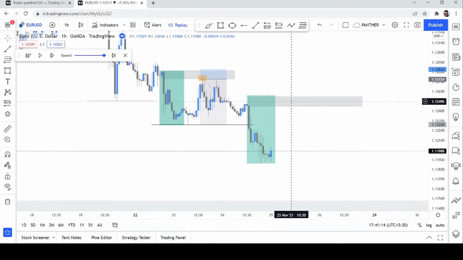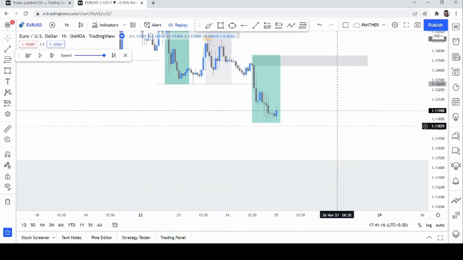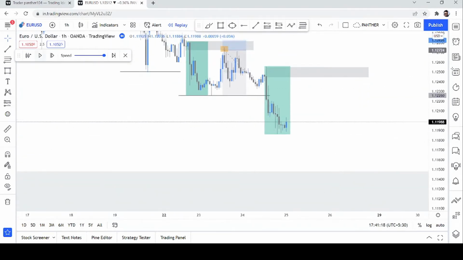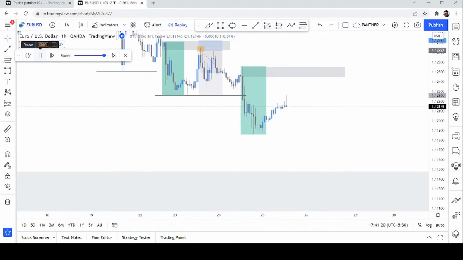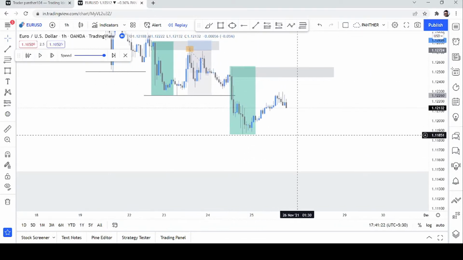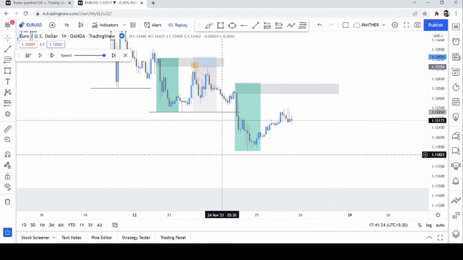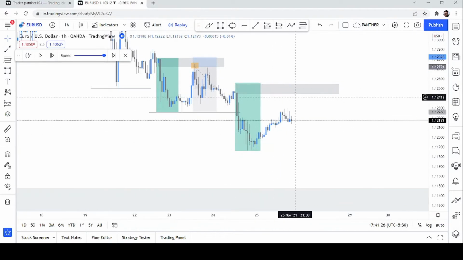We have our second box. We are going to wait for our third box for entry. Let's see. Yep, this is the box, and this is the area that we're looking for a sale.